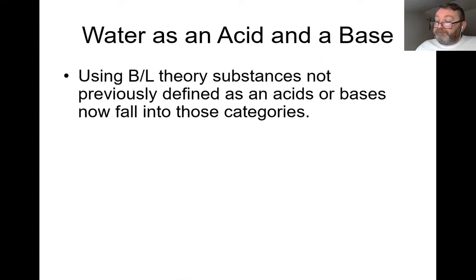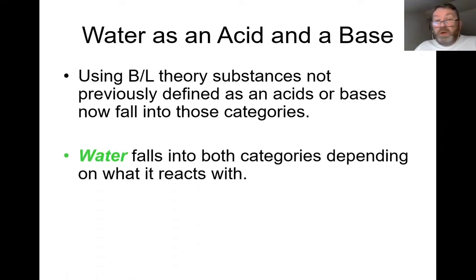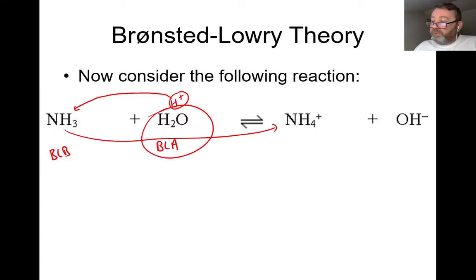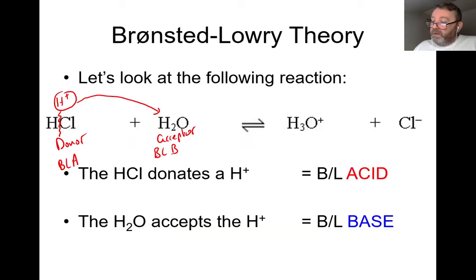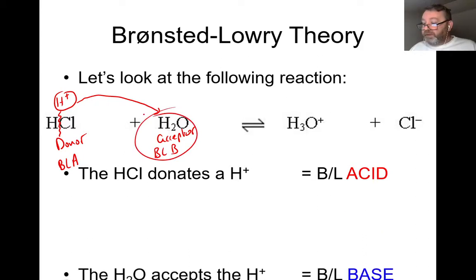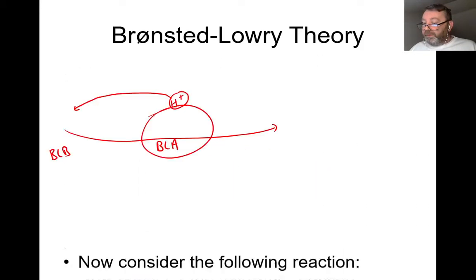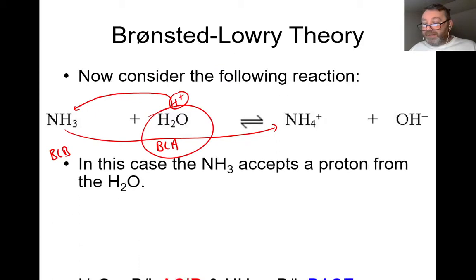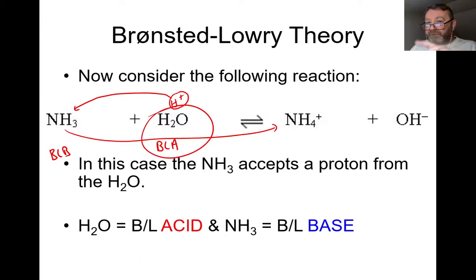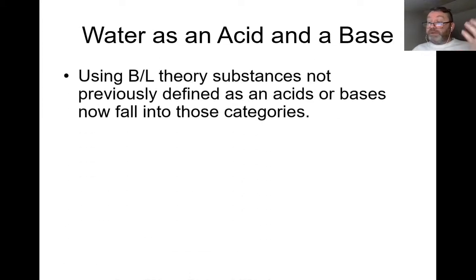Okay. Using Bronsted-Lowry theory, substances not previously defined as acids or bases now fall into these categories. But water falls into both. I just want to go back for a moment to this one. What did we say here? Water was accepting a proton. Water was a base. Go forward a couple of slides. Water is now a Bronsted-Lowry acid. So water can be an acid or a base depending on whether water is donating a proton or accepting a proton. Extremely important. So water can act as both.